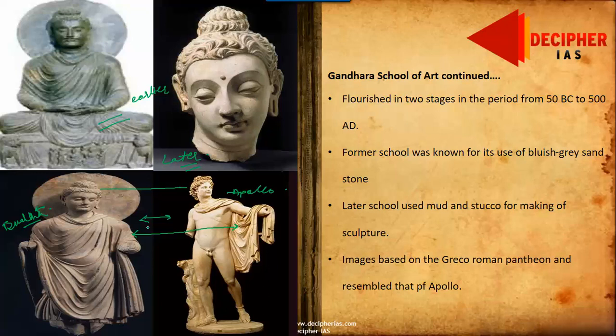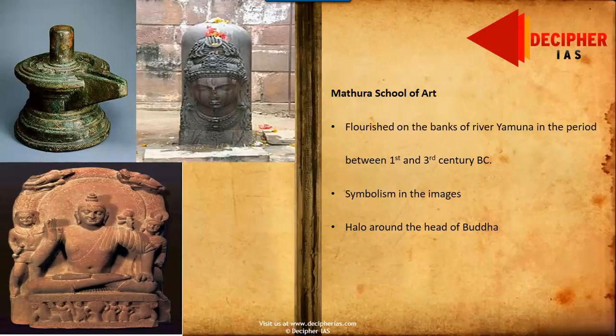The Mathura School of Art is the second point of discussion in today's lecture. It flourished on the bank of river Yamuna in the period between the first century BC and the third century BC. The sculptures of this school were influenced by all three religions of that time, Buddhism, Jainism and Hinduism. All three of them were prevalent in those times, whereas in the previous Gandhara school you can see the prominence of Buddhism.